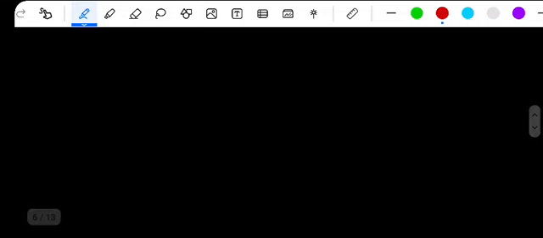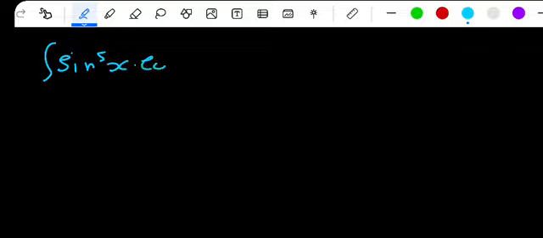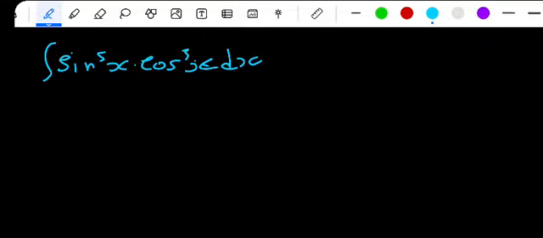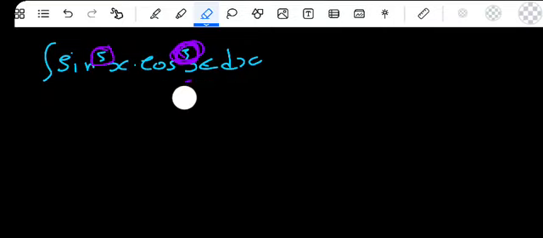Let's say, for argument's sake, again, you're given the integral of sine raised to the power of 5 x multiplied by cos raised to the power of 3 x, with our dx. Take note, we said we're supposed to make at least one of the two have an exponent of 1.